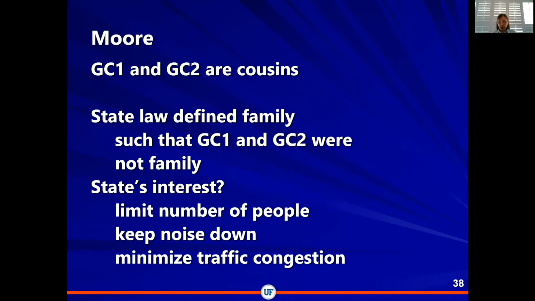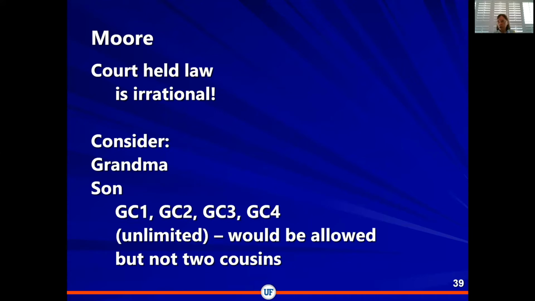Grandchild 1 and grandchild 2 are cousins, as we understand things, right? But the state law defined family such that they were not family. So they couldn't live with her. The state's interest was to limit the number of people in the dwelling, keep the noise down, and minimize traffic congestion. All of these are legitimate state interests, but the law has to be rationally related to those interests. So the court held this law is irrational.